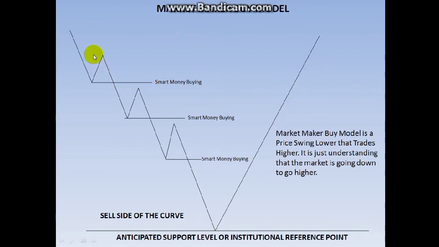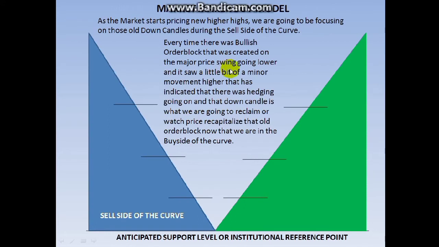Okay, so the market maker buy model is simply the price trading lower to go higher. That's just the basic definition of it. Now going down further, as the market starts pricing new higher highs, we are going to be focusing on those old down candles during the sell side of the curve. When we talk about price reaching for this support level, when we talk about a market maker buy model or sell model, it's simply like splitting price into two curves.